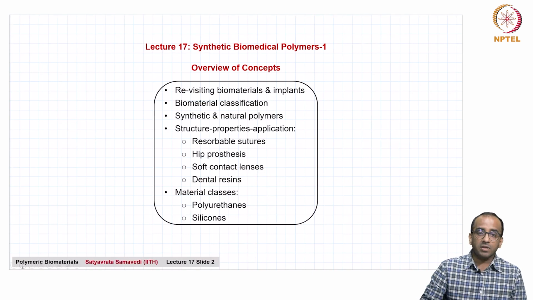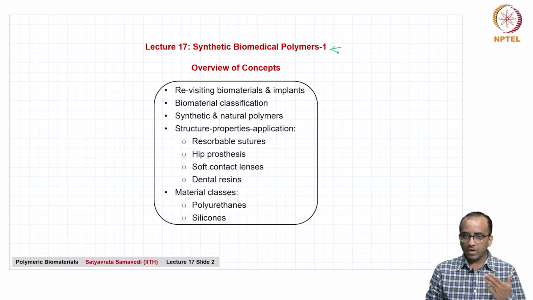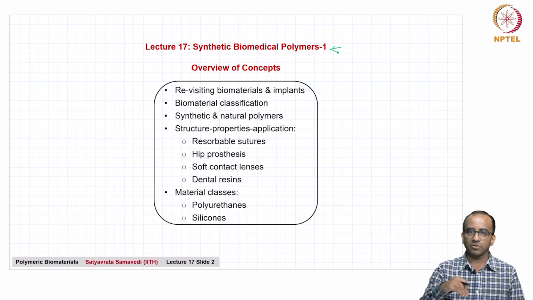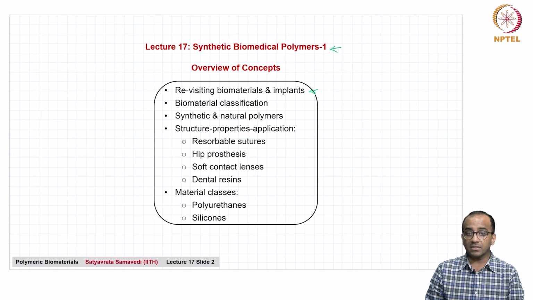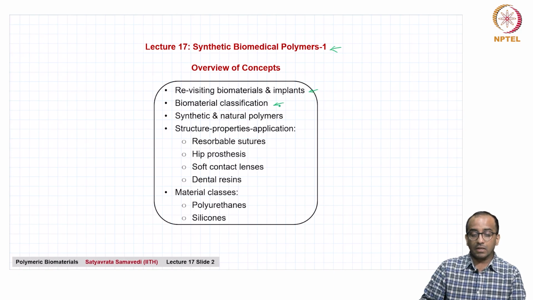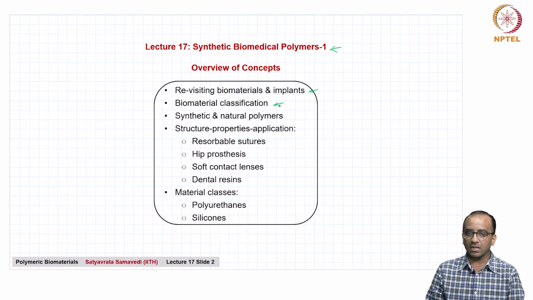With that being the theme, the topic of today's lecture is synthetic biomedical polymers. We will be looking at synthetic biomedical polymers both in this lecture and in the subsequent lecture as well. So, we will begin by recapitulating some definitions that we have seen earlier for polymeric biomaterials and implants. We will then also see biomaterial classification. We will revisit that classification that we have seen earlier and take stock of where we stand in the course in terms of the different classes and classifications we have seen for polymeric biomaterials.